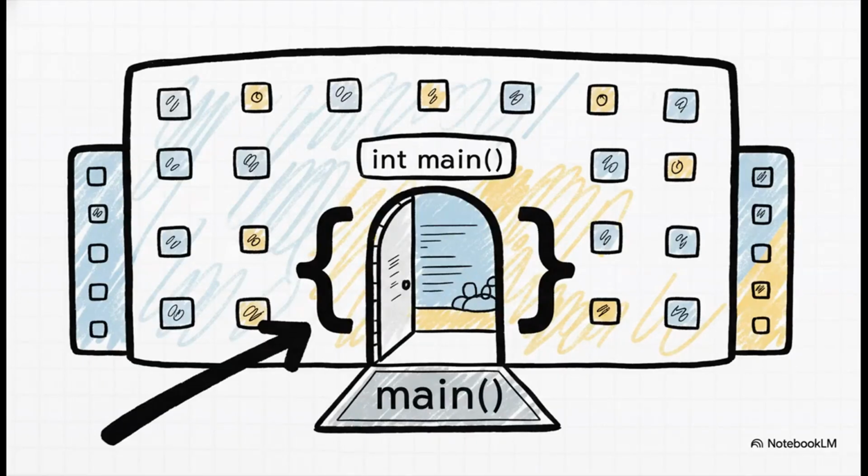And then we have the int main function. This is absolutely crucial. It's basically the starting point of every single C++ program. When the computer runs your code, the first thing it looks for is this main function. It's the front door, and everything starts happening inside those curly braces.